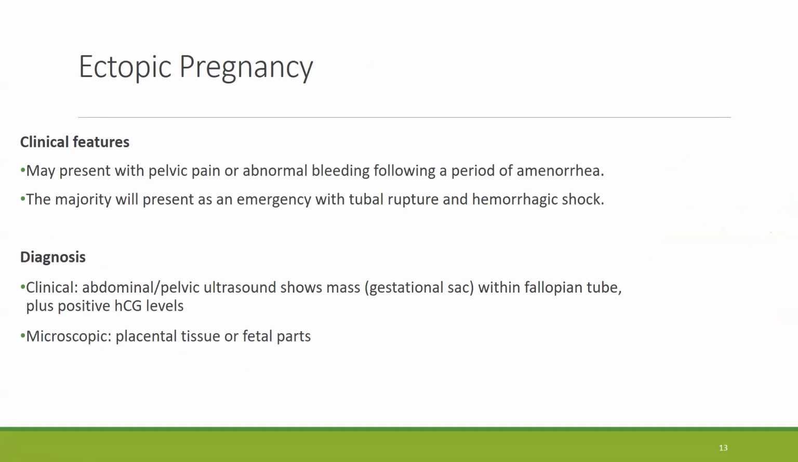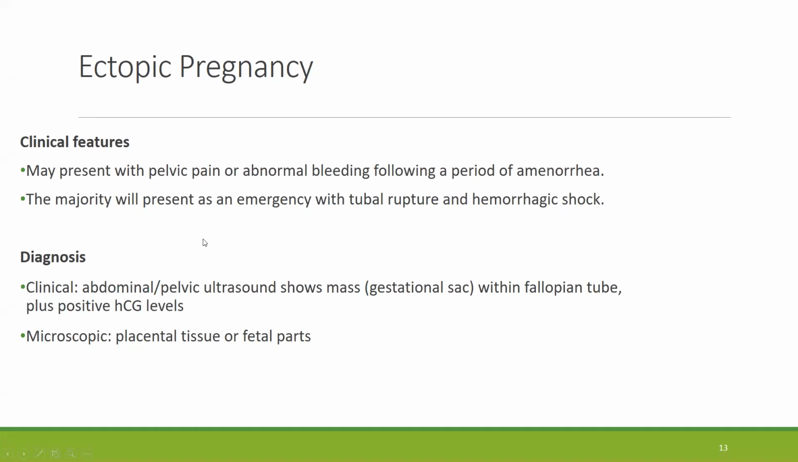Clinical features of ectopic pregnancy: it presents as pelvic pain, sometimes bleeding, and a period of amenorrhea. This is the triad: amenorrhea, pain, abnormal bleeding. Remember this triad. Right away, we check the beta HCG and do an ultrasound to check for ectopic pregnancy.